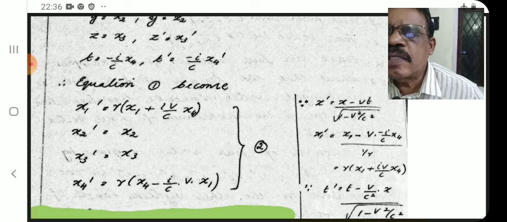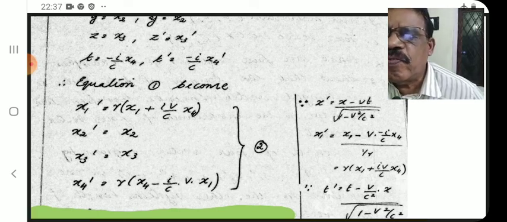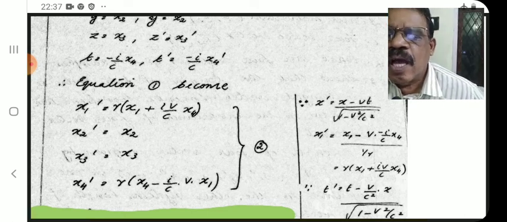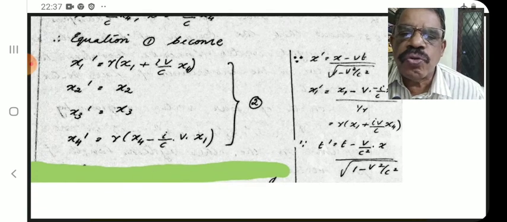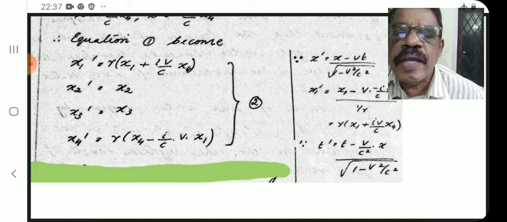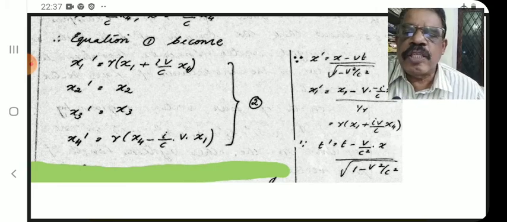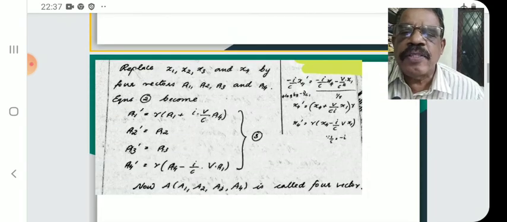Similarly, the second is x2 dash equal to x2, the third is x3 dash equal to x3, and the fourth becomes x4 dash is gamma into x4 minus i by c v x1. Its conversion is also given here in the margin. Since t dash is t minus v by c square into x by root of 1 minus v square by c square is the Lorentz fourth equation, let us see how we replace it.